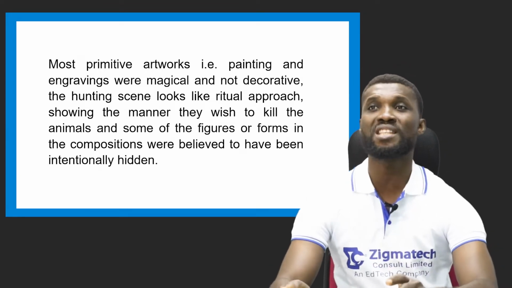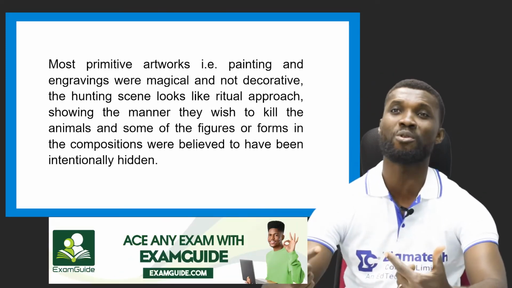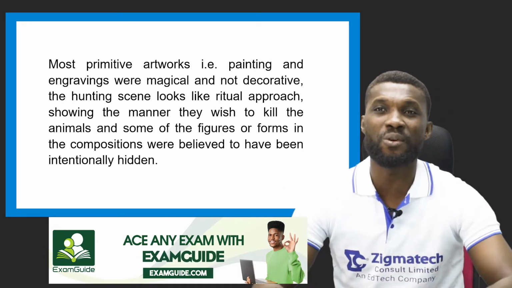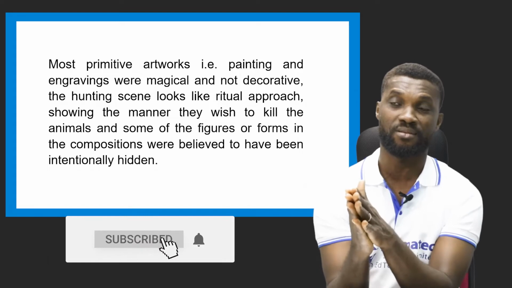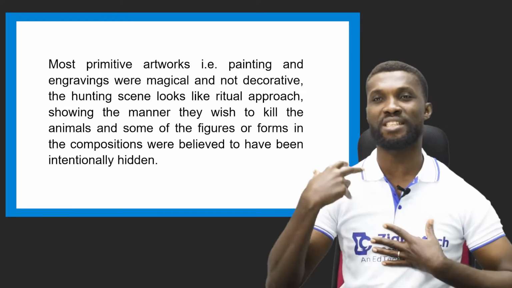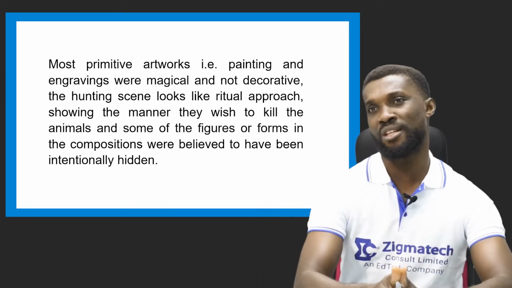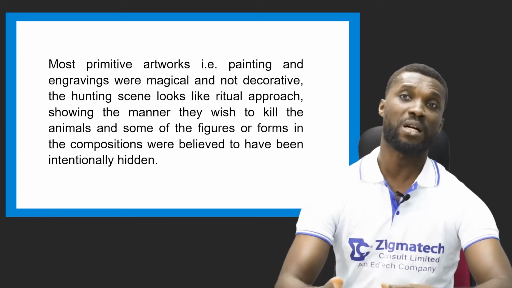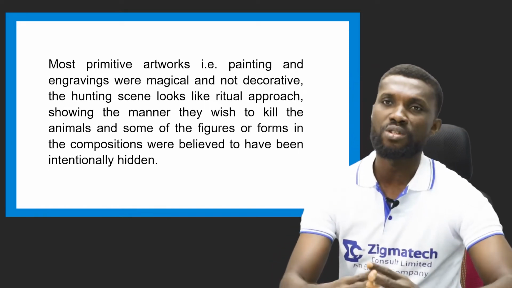Now, the hunting scene looks like ritual approaches, showing the manner in which they wish to kill this animal, and some of the figures or forms in the composition were believed to have been intentionally hidden. They did this not just for decoration but for magical purposes. They worked based on their subconscious, based on how they felt or thought it would work in their favor. They don't just do these things, unlike what we do now. We do paintings for satisfaction, just for pleasure. But there are some artworks that are for magical or ritual purposes.